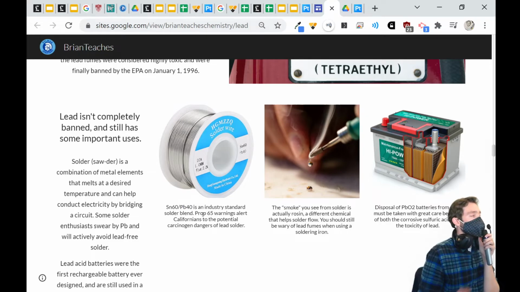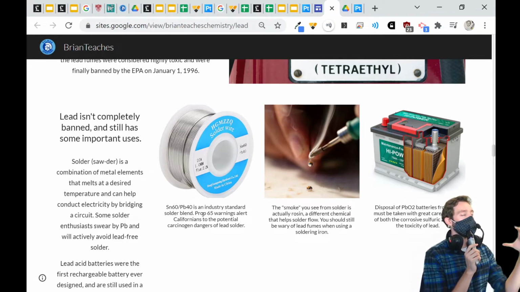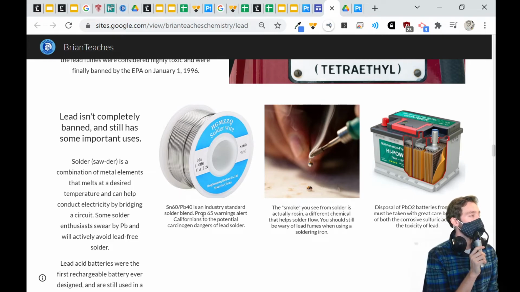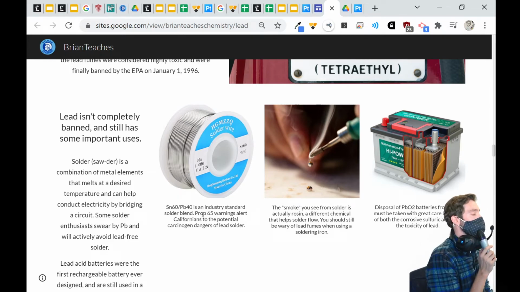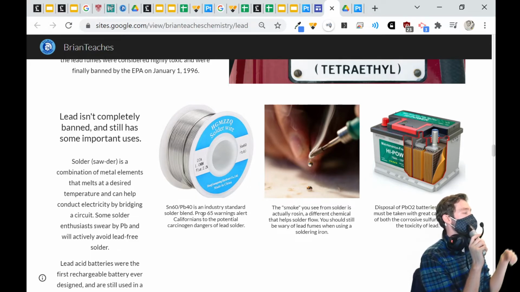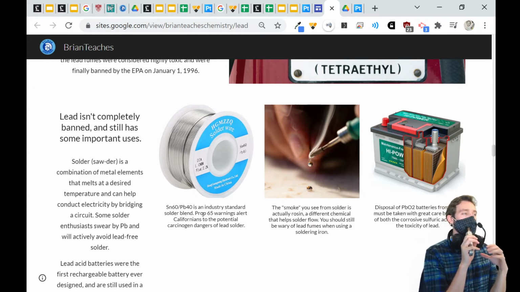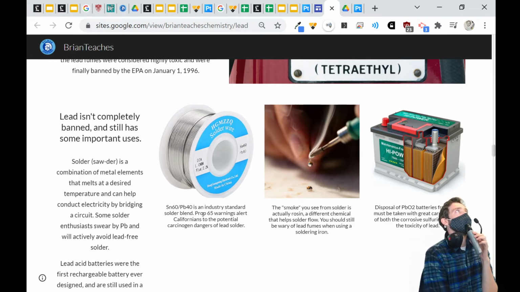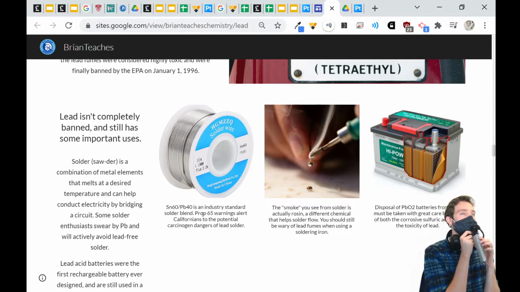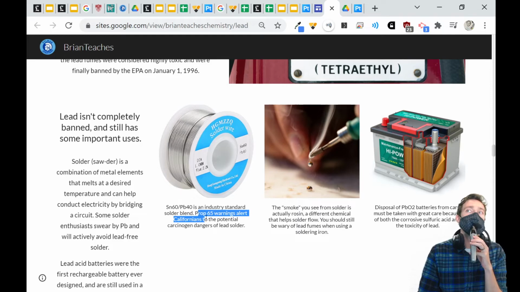It has a Prop 65 warning on it. Prop 65 is a proposition from California that said that they had to put a label on anything that was a known carcinogen. So have you guys ever seen the label that says, this product is known to the state of California to cause cancer? Or something in this area is known to the state of California to cause cancer? That's on pretty much everything. It's posted all over the place because almost everything causes cancer. But it is posted on solder as well.